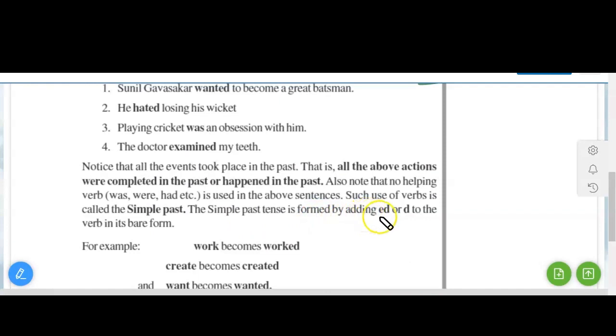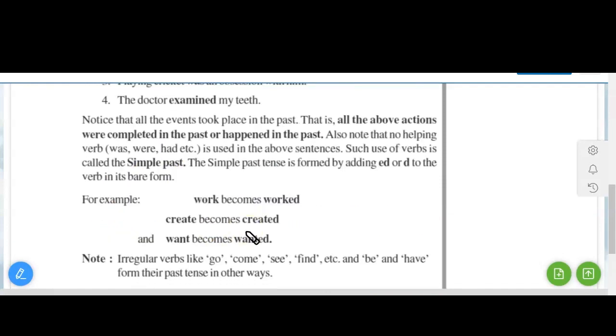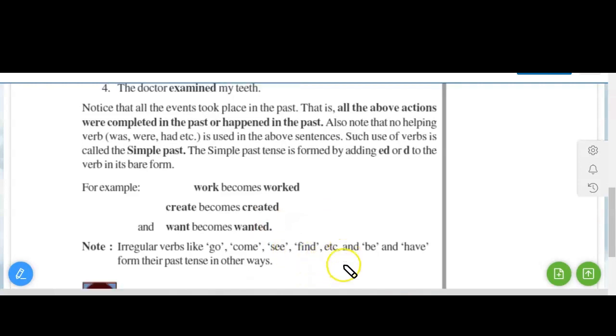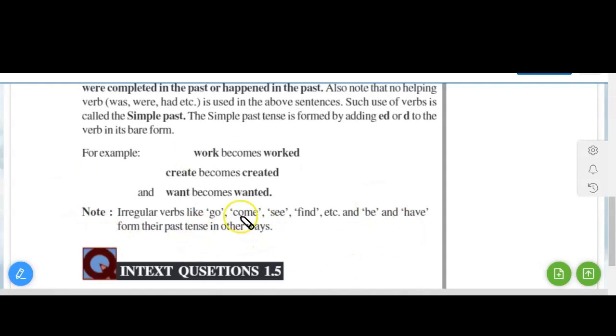The simple past tense is formed by adding ed or d at the end of the base form. Work may become worked. Create may become created. Already e is there, so you don't add one more ed, you have to use d. Want becomes wanted. So either add ed or d to make its past form. Next are irregular verbs like go, come, see, find, and be, have, which form their past tense in other ways. Go becomes went, come becomes came, see becomes saw, find becomes found. You can't add ed and make it a different form. That is the general rule of the simple past tense.